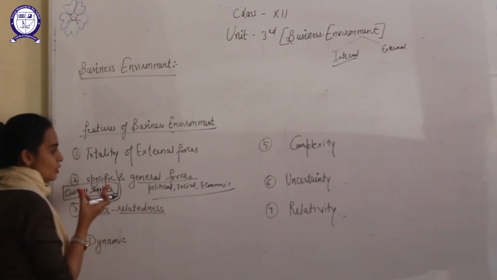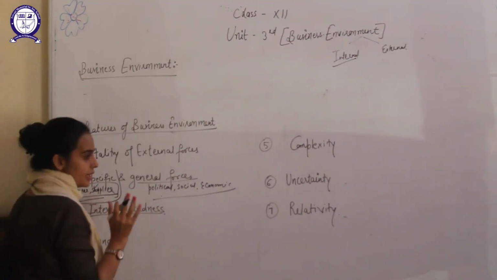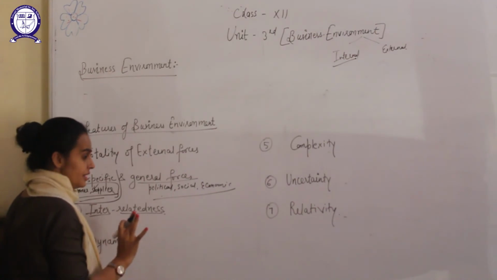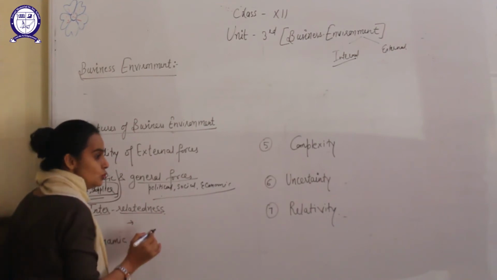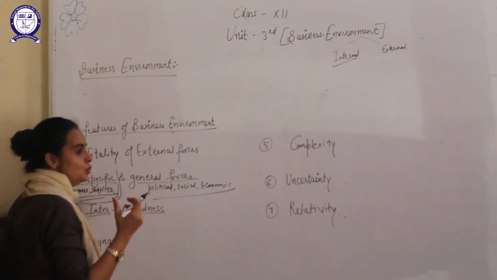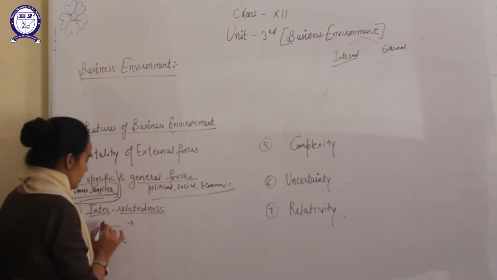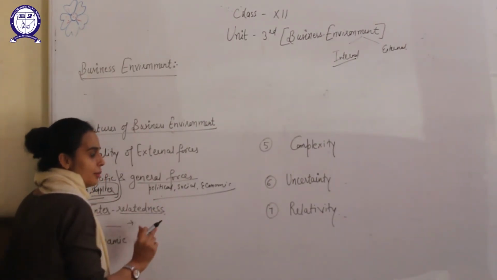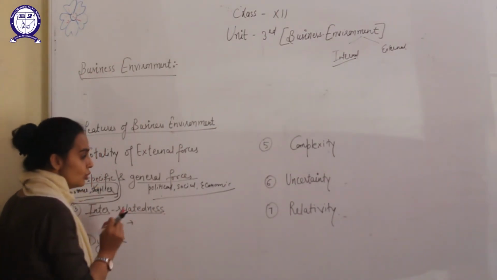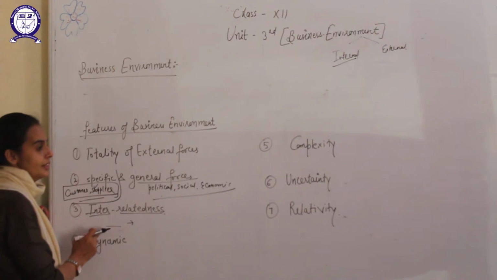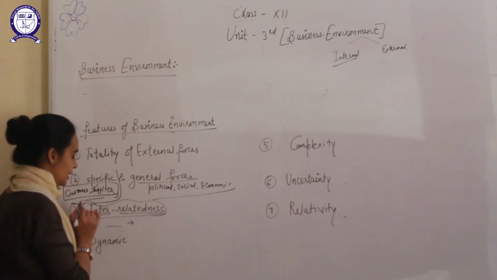Interrelatedness. All the factors of business environment are interrelated. Clear? Like demonetization took place in 2017. Demonetization was an economic change. Due to that, the use of the Paytm app, PhonePe app, the use of digital payment has increased. So due to the changes in the economic environment, there are also changes in the technological environment. So one factor also affects the other factors. So these are interrelated.